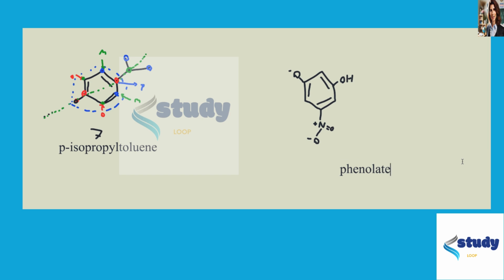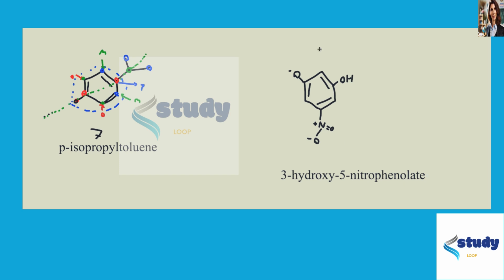And then the ate ending just means it's negatively charged, so this O minus group here. And what do we have on this? Well, if this is carbon number 1, where the negatively charged oxygen is, we count 1, 2, 3. So on carbon 3, we have a hydroxy group. So we have 3-hydroxy. And then 3, 4, 5. On carbon 5, we have a nitro group. So we have a 3-hydroxy-5-nitrophenolate here.